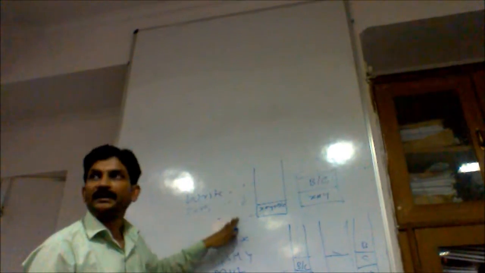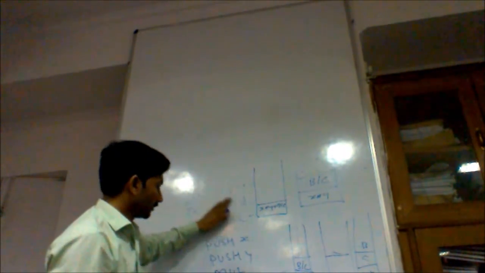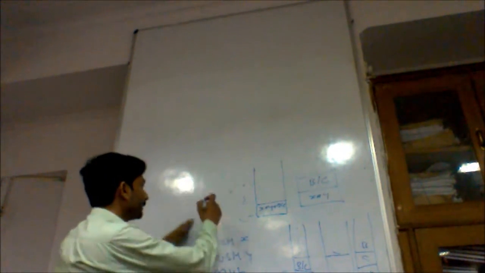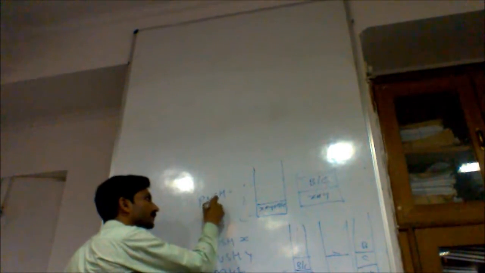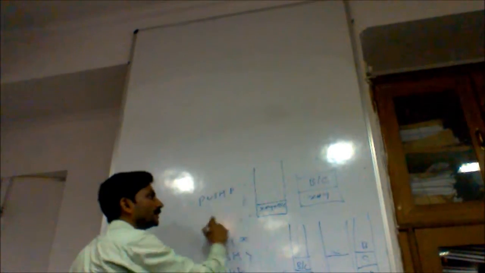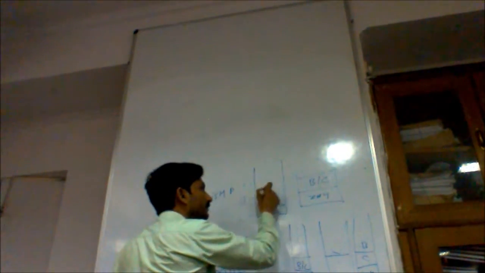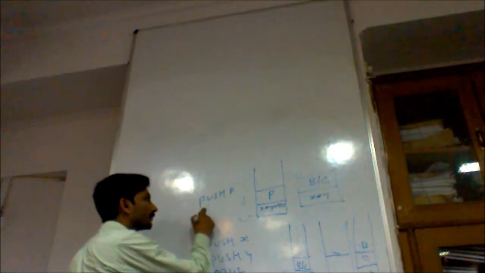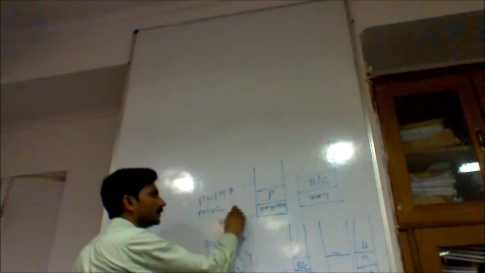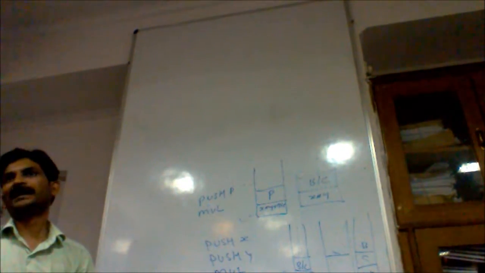Next, to multiply by p. So simply push p, push p, then this will be like this one, and again mul, then it is multiplied and stored in the stack.